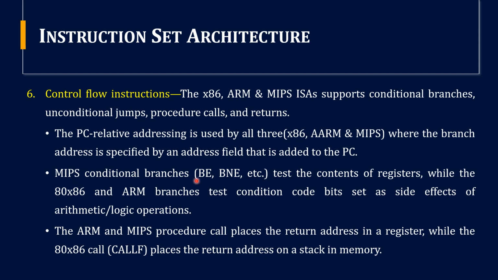MIPS conditional branches like branch if equal, branch if not equal, etc. test the contents of registers, while the Intel x86 and ARM branches test condition code bits set as side effects of arithmetic or logic operations. So MIPS checks the content of registers before the conditional branching, whereas x86 and ARM check the condition code bits which are set as part of these arithmetic and logic operations.